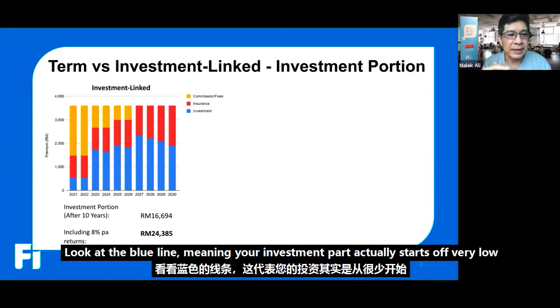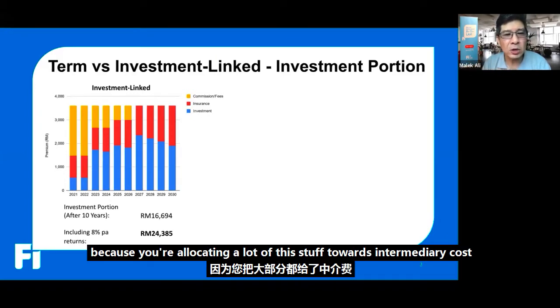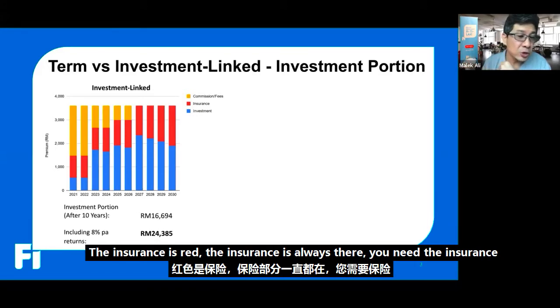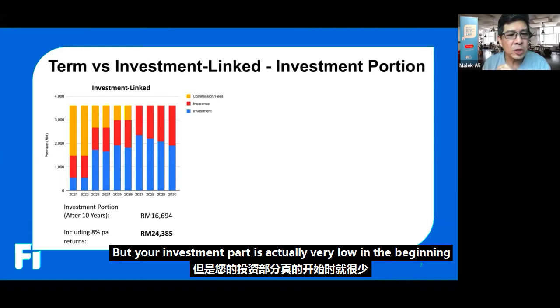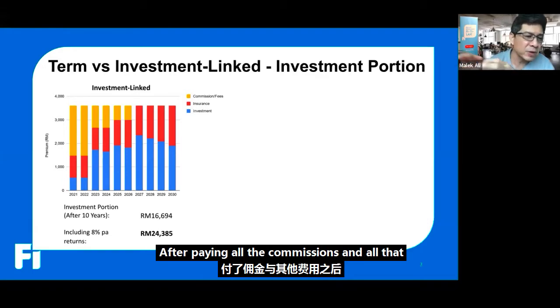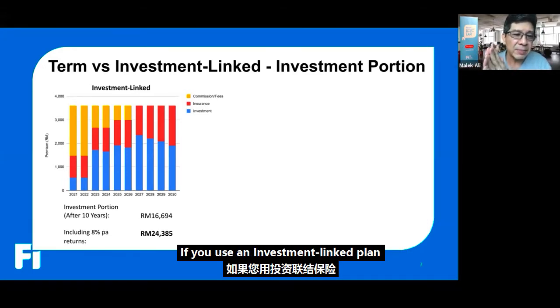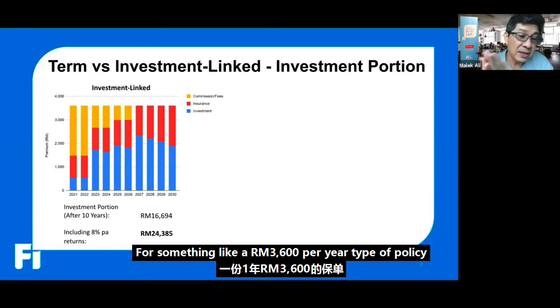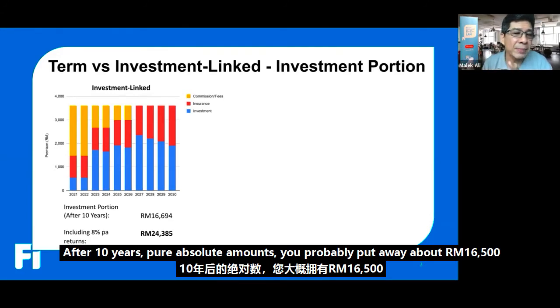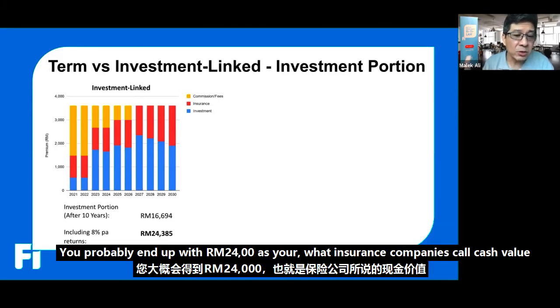At the blue line, your investment part actually starts off very low because you're allocating a lot of this towards intermediary costs. The insurance is red. The insurance is always there. You need the insurance, but your investment part is very low in the beginning. If you were to do all this, after paying all the commissions, if you use an investment-linked plan for something like a 3,600 per year policy, after 10 years, in pure absolute amounts, you probably put away about 16,500. And if you add an 8% return on that, you probably end up with 24,000 as what insurance companies call cash value.